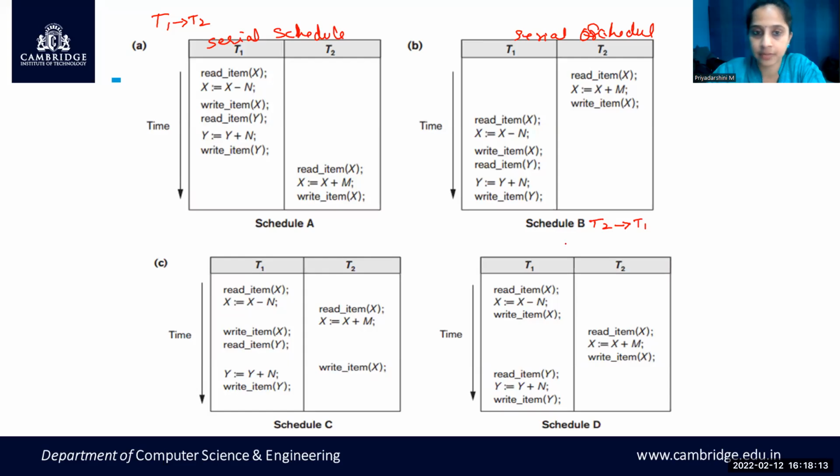What is schedule C? We call it an interleaved schedule. That means some operations of T1 are interleaved with T2 operations, right? Both schedule C and schedule D are interleaved schedules.